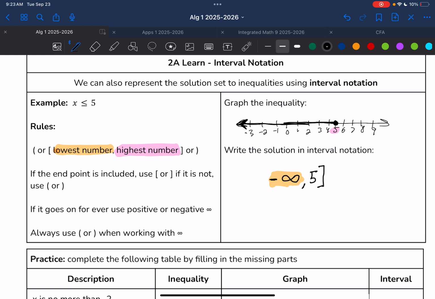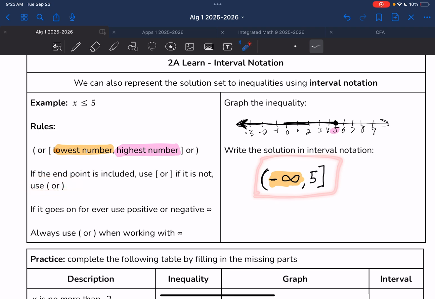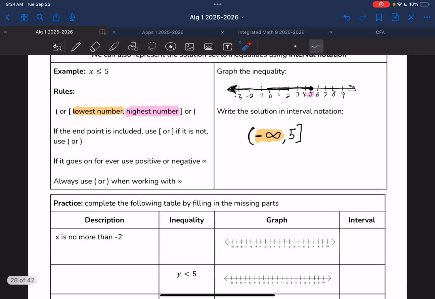If it's not included, so if this were just less than, not less than or equal to, that's when I would put a parenthesis. And importantly, infinity is never included. So for infinity, you always put a parenthesis, because infinity is not a number, it's a concept, so we can't include it. So always use parentheses for interval notation if you have infinity.